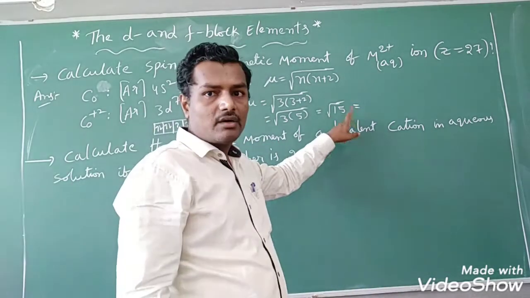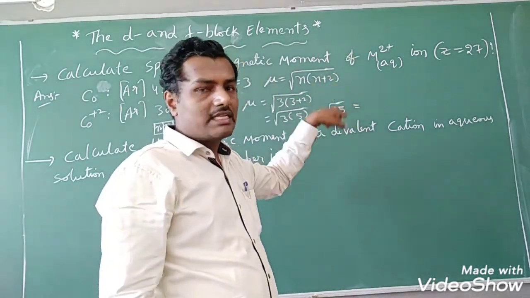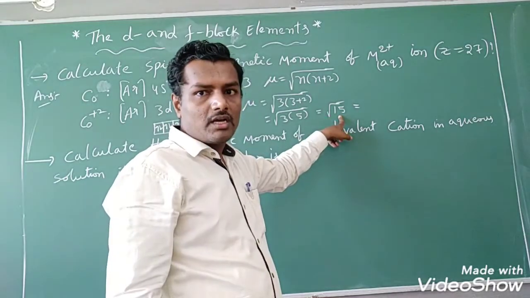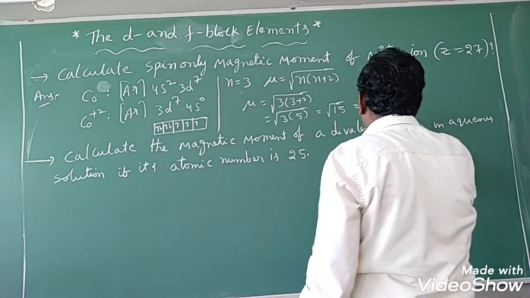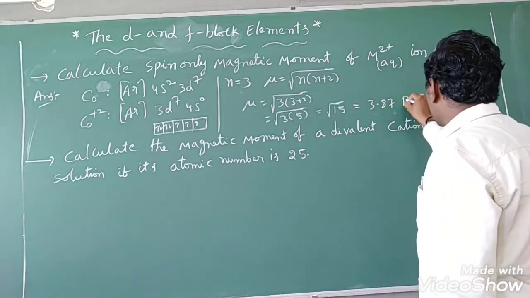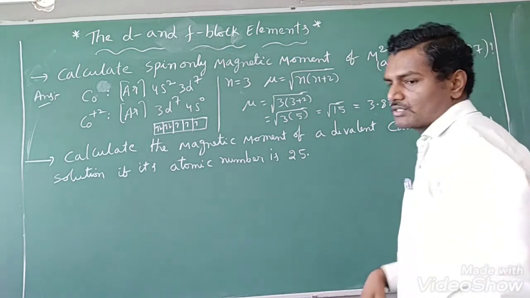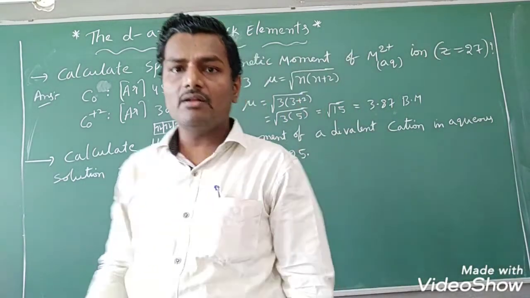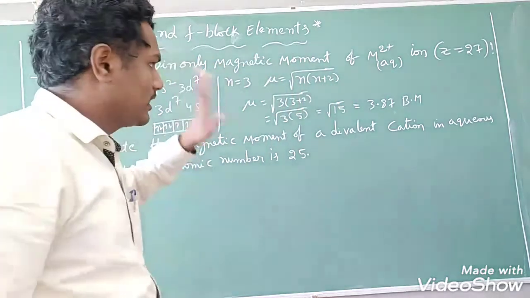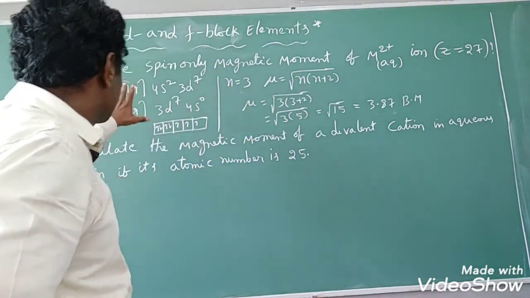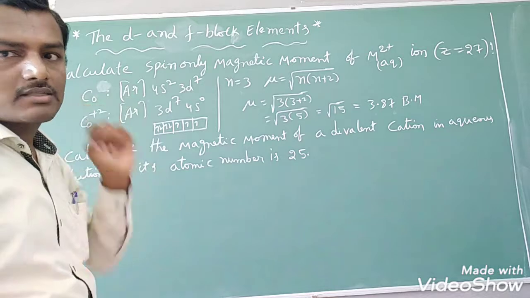3 3s are 9, 4 4s are 16. So it is almost near to 4. So that's why 3.87, or else you will get 3.9 Bohr magneton after calculation, students. So 3.87 Bohr magneton. Magnetic moment we can measure in Bohr magneton. So this is the correct answer. This is the question they will ask for 2 marks.